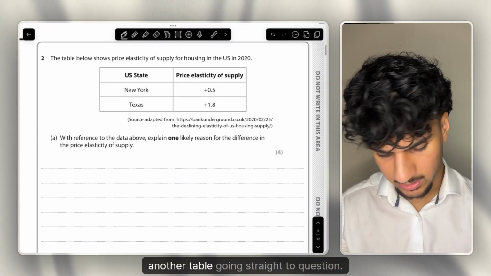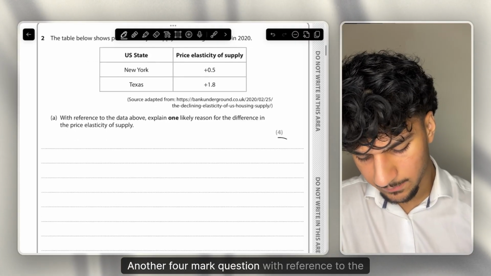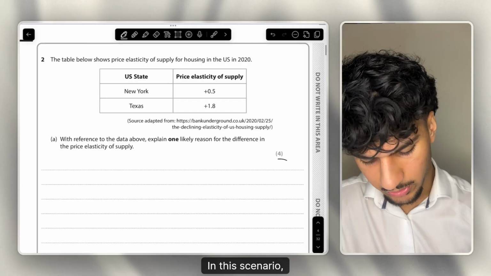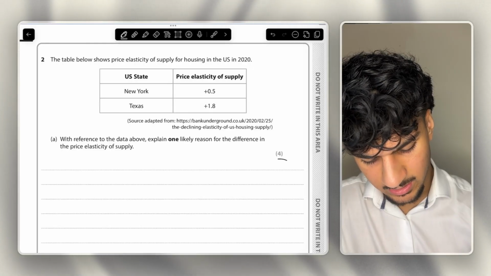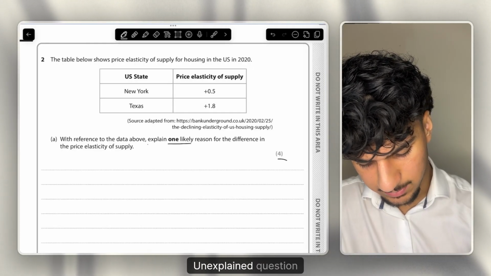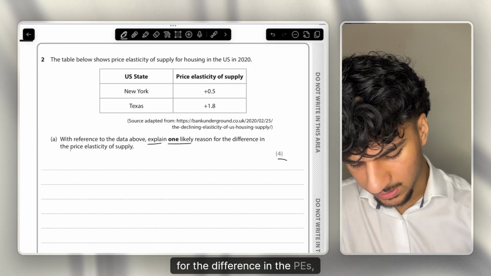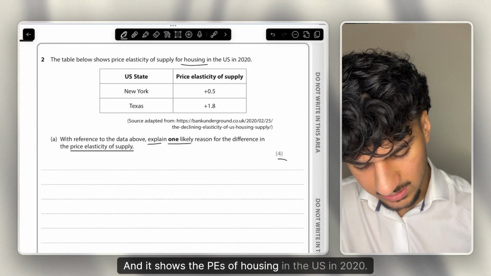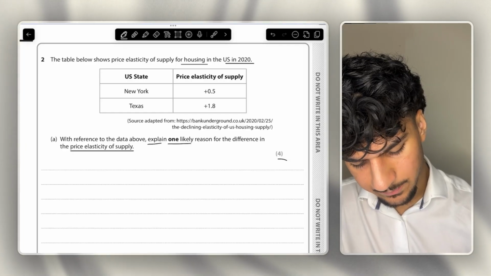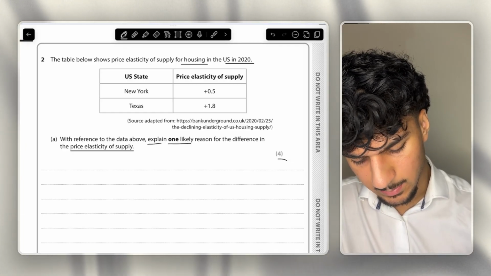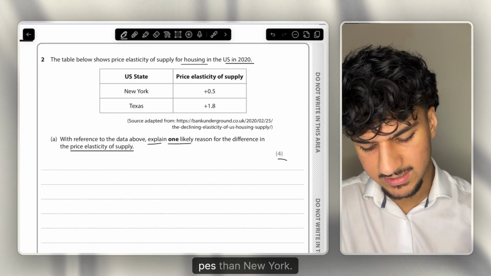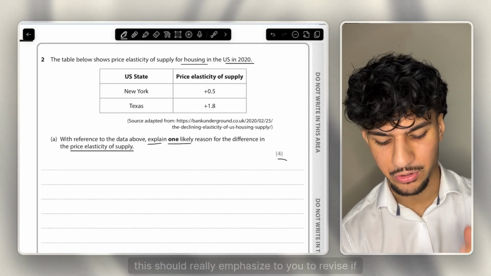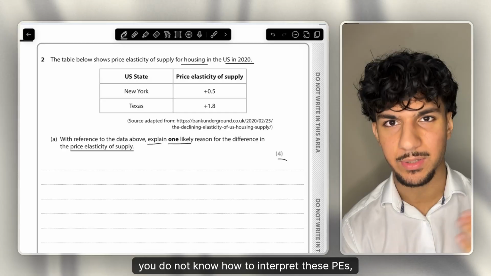So again, another table, going straight to question, another 4-mark question with reference to the data above, another price elasticity, but this is supply in this scenario. Explain one likely reason for the difference in the PES, the price elasticity of supply. It shows the PES of housing in the US in 2020, and it shows that Texas has a much higher PES than New York. And like I said in the last question, this should really emphasize to you to revise if you do not know how to interpret these PES, PED values.